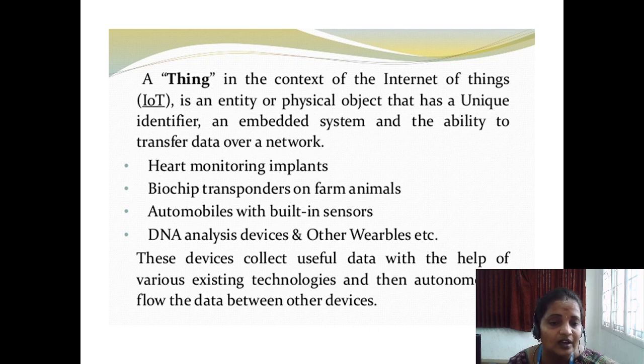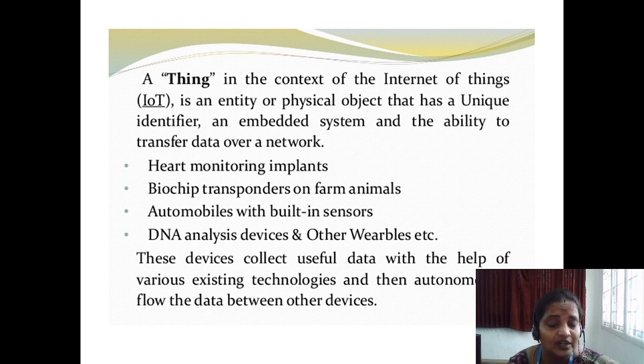Same as heart monitoring implants, which are helpful for humans, likewise for animals. So next comes automobiles with built-in sensors. Just now I told you how important the sensor is in IoT. Sensors play a very vital role not only in humans and animals, but also in automobiles. There are different types of sensors we can list out.